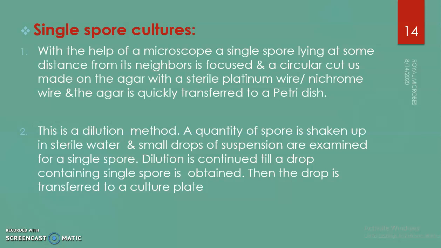The second method is the dilution method. Here a quantity of spores is taken, mixed with sterile water and shaken. A small drop of the suspension is examined for a single spore, and we dilute this sterile water containing spores until a drop containing a single spore is obtained. Then the drop is transferred to a culture plate.